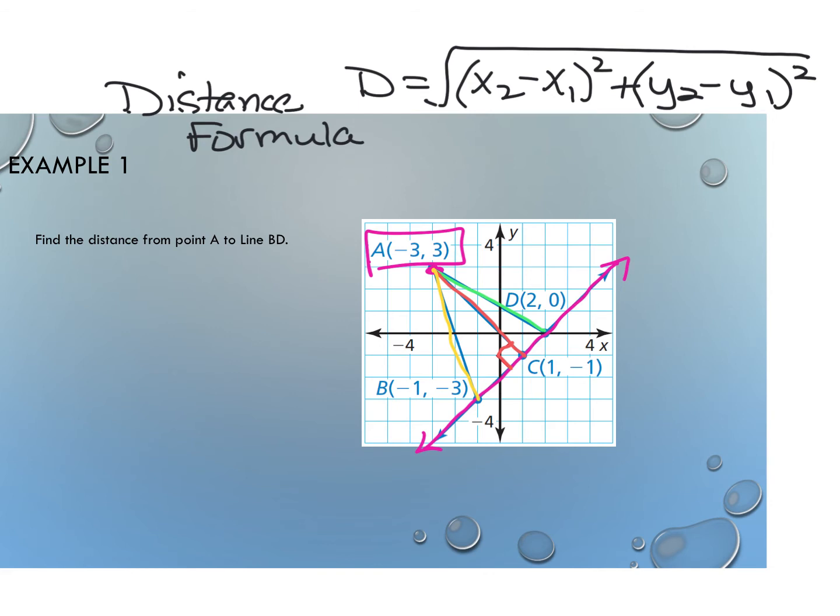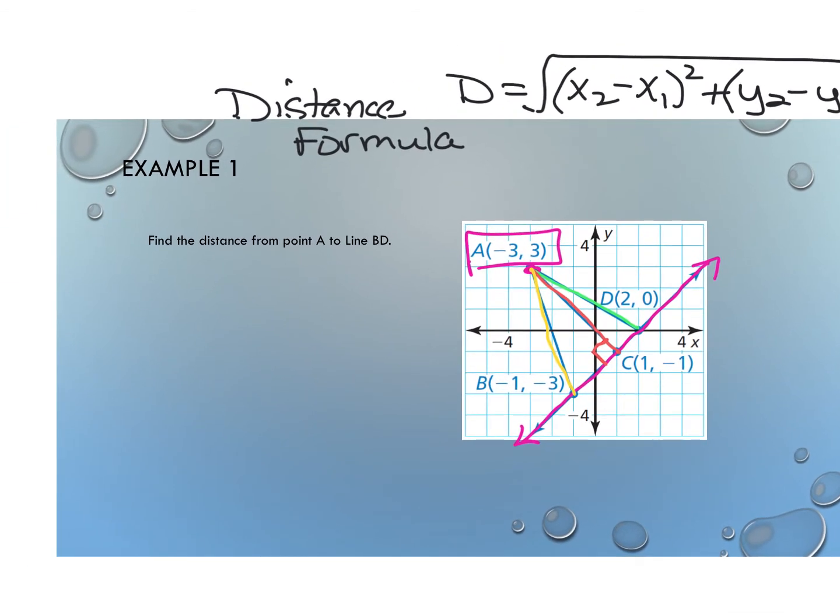On the test, I'm not going to tell you which one to do. You need to know by that prior slide that the distance is always the perpendicular segment. So the 2 ordered pairs that I'm going to use for my distance formula are going to be ordered pair A, which is (-3, 3), and C, (1, -1). If you were to calculate the distance from A to D, you will get this question wrong because it's always the perpendicular segment.